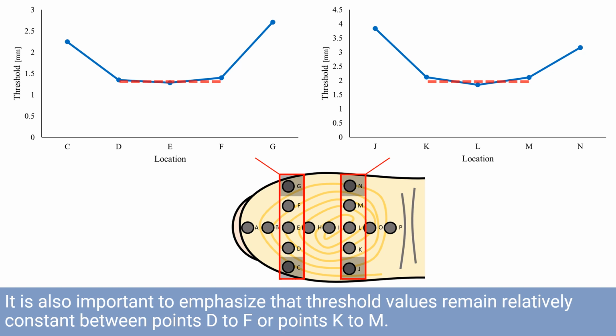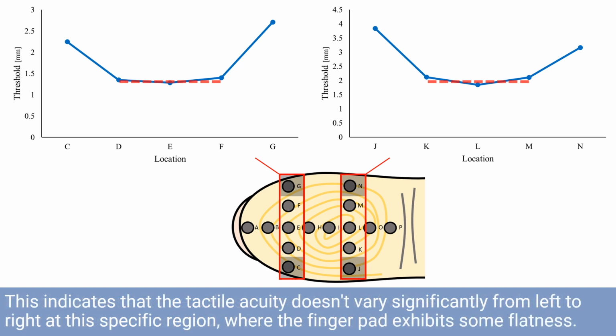It is also important to emphasize that threshold values remain relatively constant between points D to F or points K to M. This indicates that the tactile acuity doesn't vary significantly from left to right at this specific region, where the finger pad exhibits some flatness.